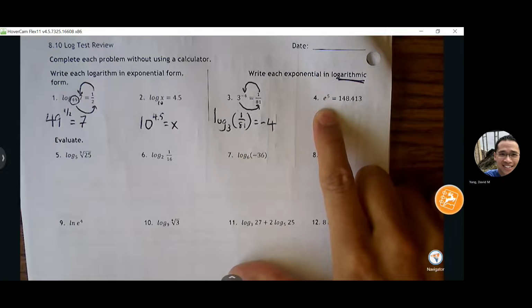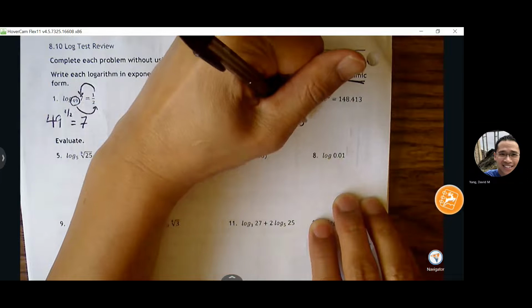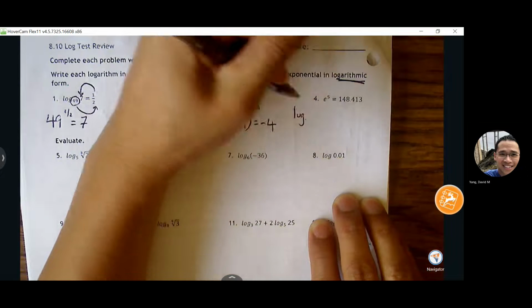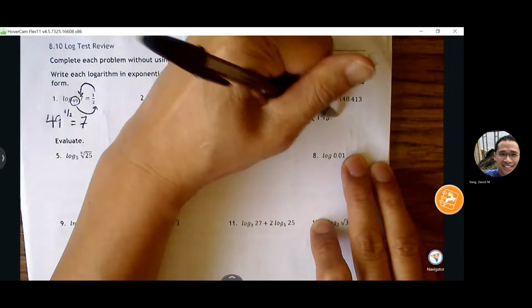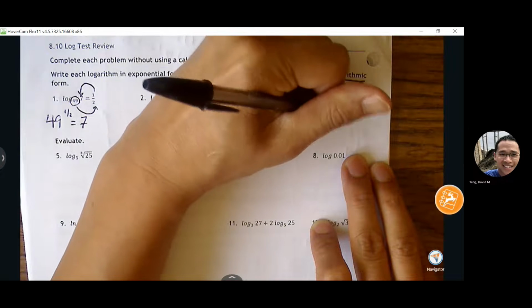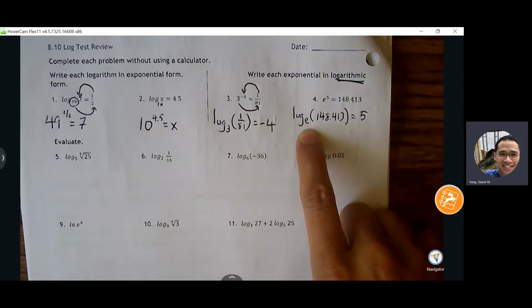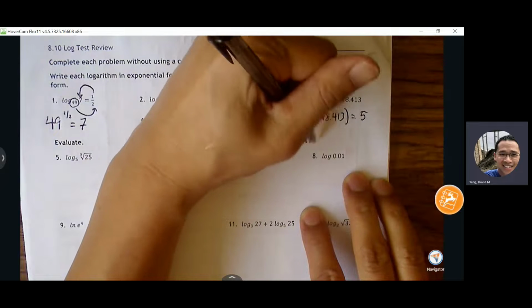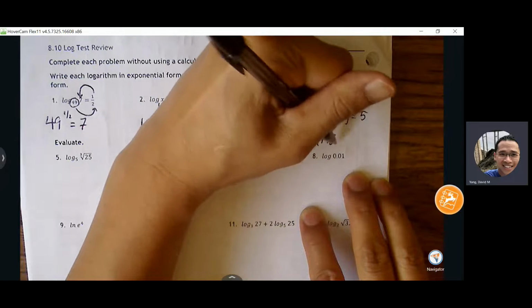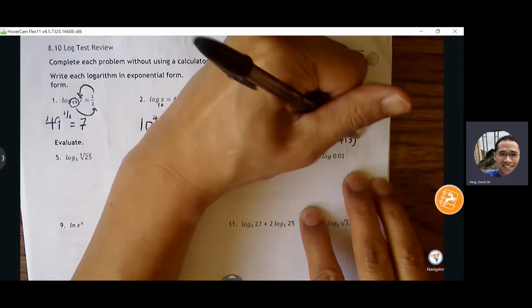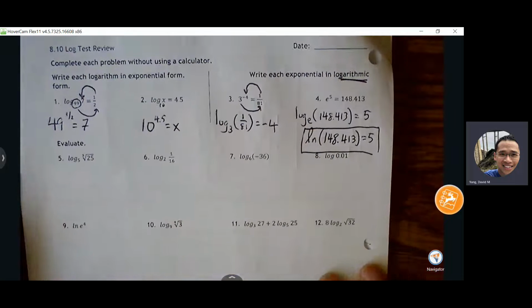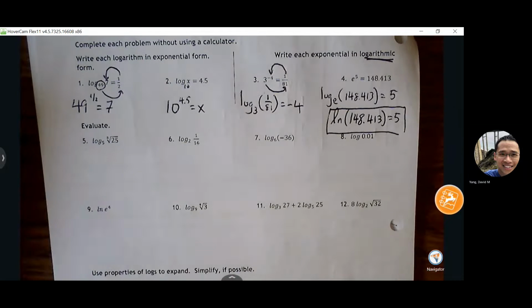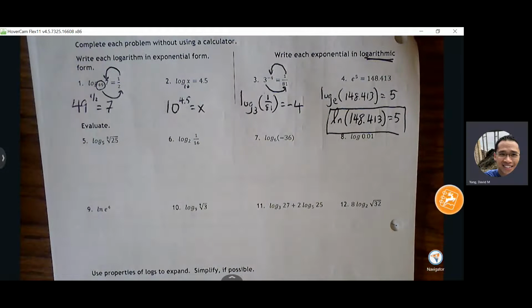Okay. Log base e of the number equals 5. This is fine, but there's another way to write this, right? We can also replace log base e with what? Natural log. So on the test, either way is fine. I just want to make sure that you guys are comfortable recognizing them in either form and going back and forth between them. All right, good converting between forms.